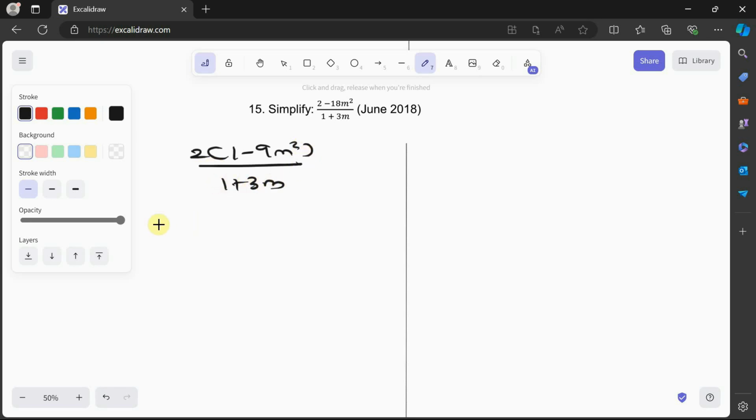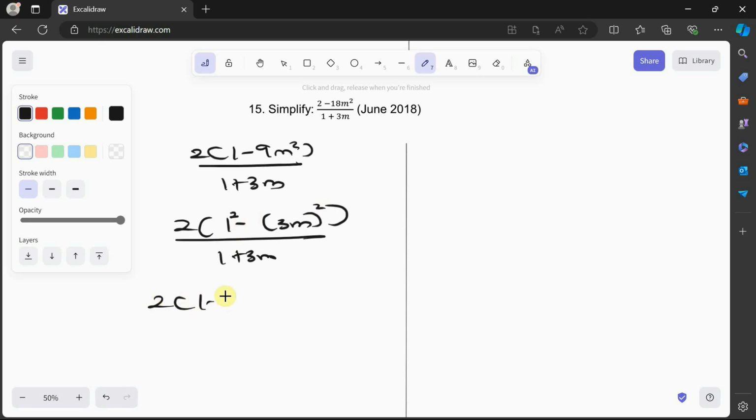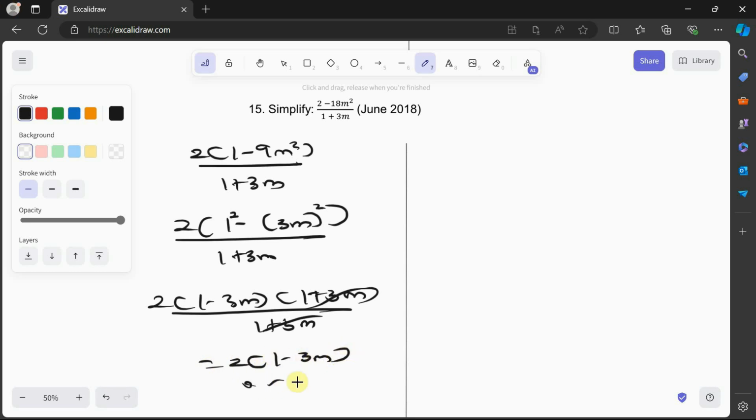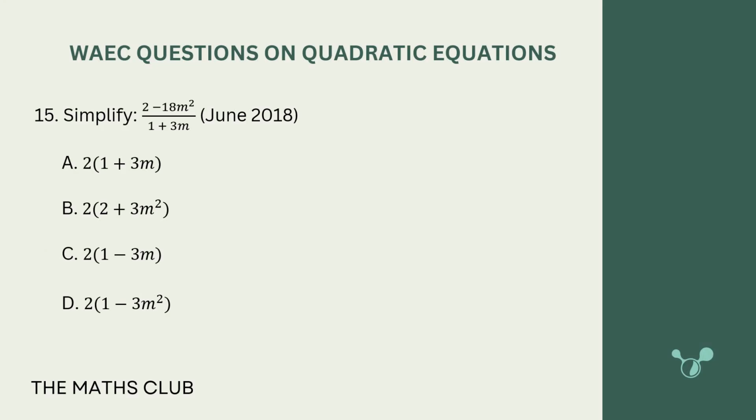That's something very similar to what we did before. So 2 open brackets, 1 minus, I could just say, (3m) all squared. This one is going to say 1 squared. All over 1 plus 3m, and you can see the difference of two squares. So that will be 2 open brackets, (1 minus 3m)(1 plus 3m), divided by 1 plus 3m. This will cancel this, so I'll be left with 2 open brackets, 1 minus 3m. So either it comes like this or it comes as 2 minus 6m. One of the two will be the answer. Okay, so that is option C.